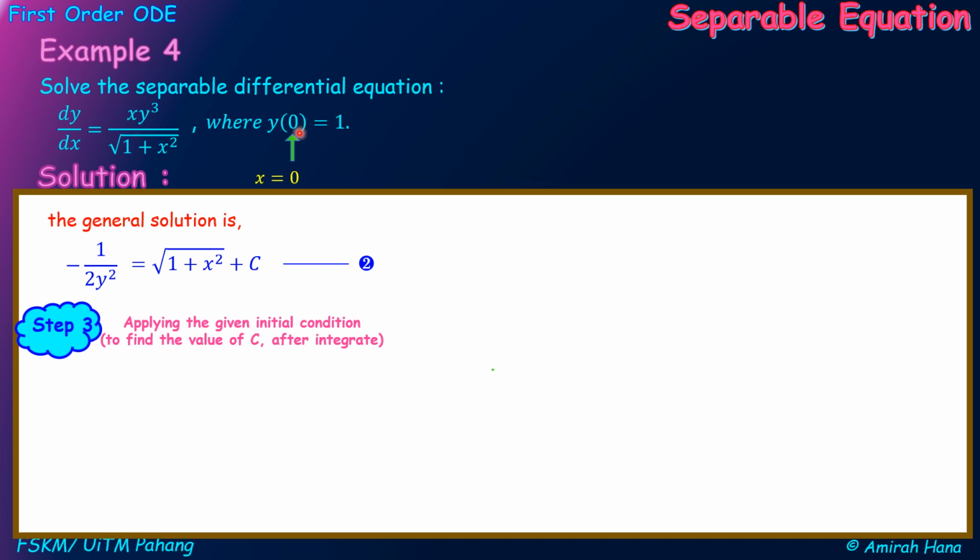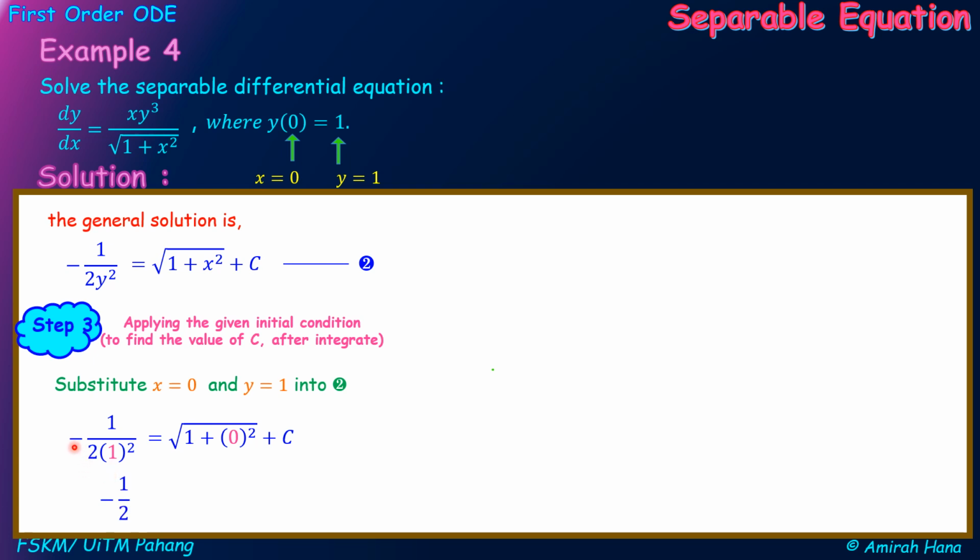Applying the given initial condition to find the value of c after we integrate. From here, 0 means the value of x and 1 means the value of y. So we substitute x equals 0 and y equals 1 into equation 2 here. We get negative 1 over 2 times 1 squared equals square root of 1 plus 0 squared plus c. We replace x equals 0 here and we replace y equals 1 here.